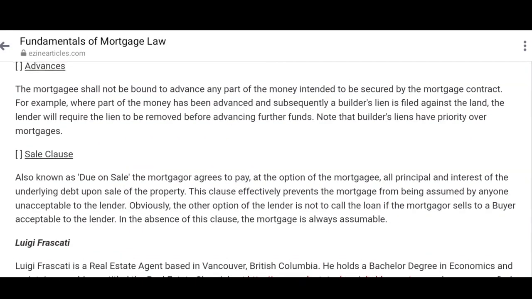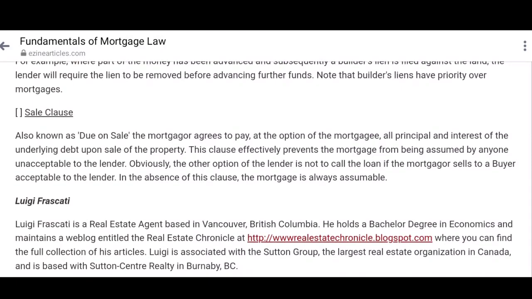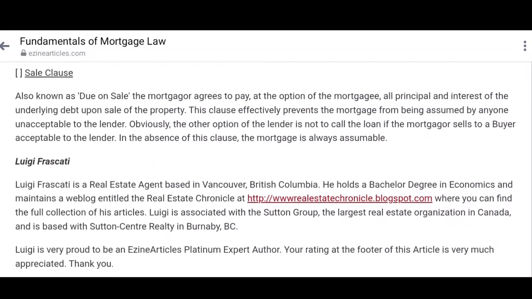The mortgage. Number 11. Advance. The mortgagee shall not be bound to advance any part of the money intended to be secured by the mortgage contract. For example, where part of the money has been advanced and subsequently a builder's lien is filed against the land, the lender will require the lien to be removed before advancing further funds. Note that builders' liens take priority over mortgages.